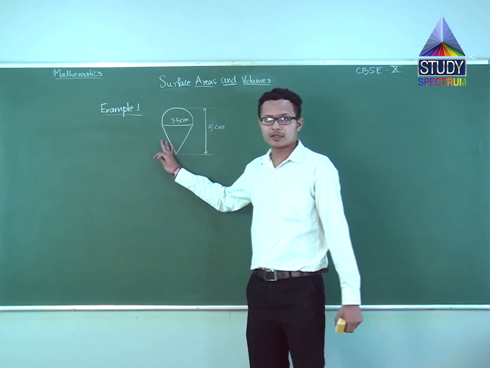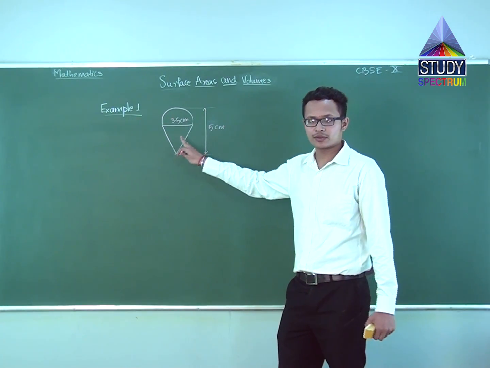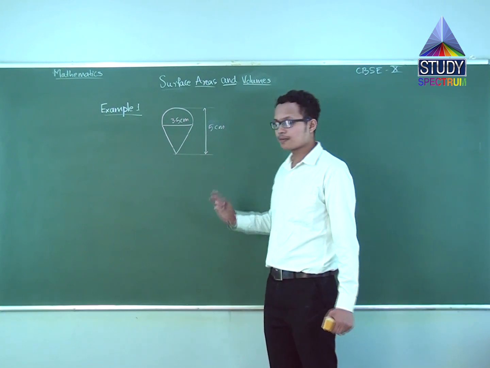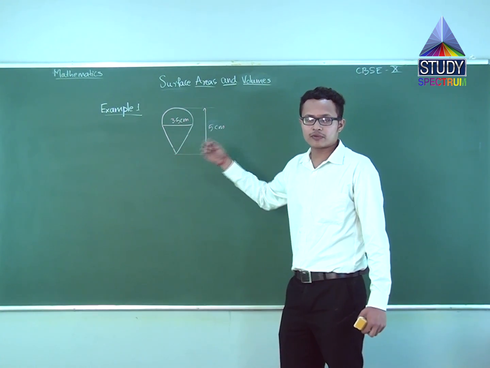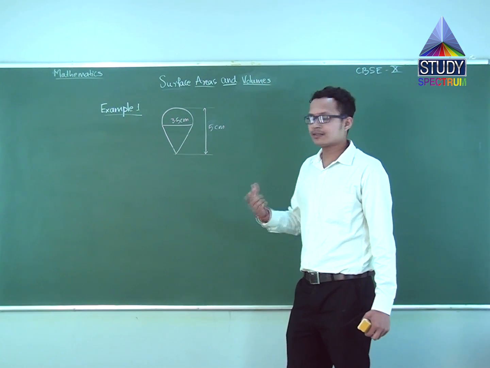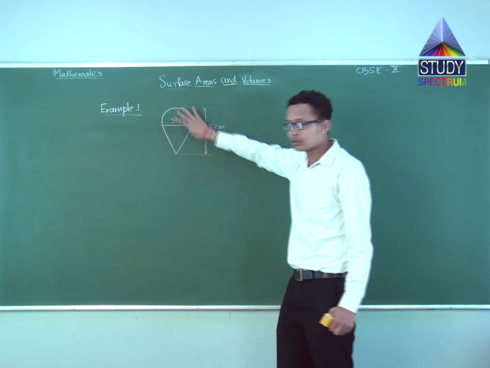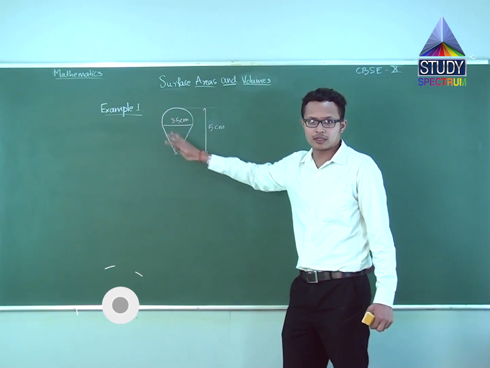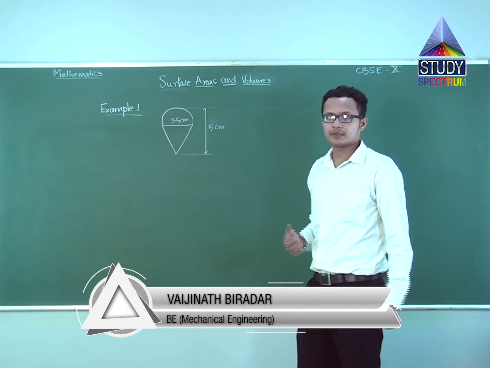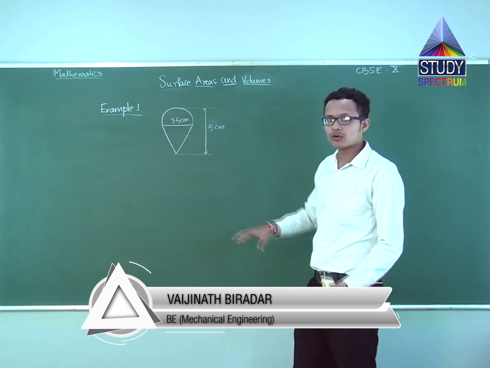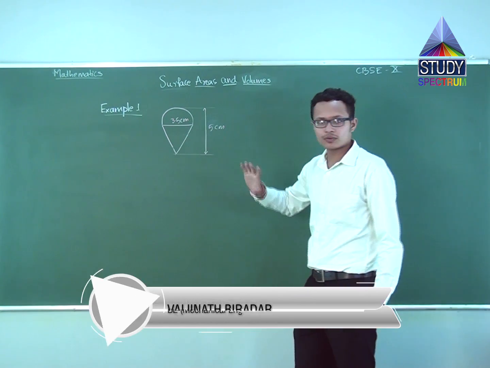I've drawn a figure here and we are going to solve a problem on this figure. The question here is, I want to paint this toy, and we need the quantity of paint required to paint this whole toy's top. We have to find that out, for which we need to know the curved surface area of the two figures.